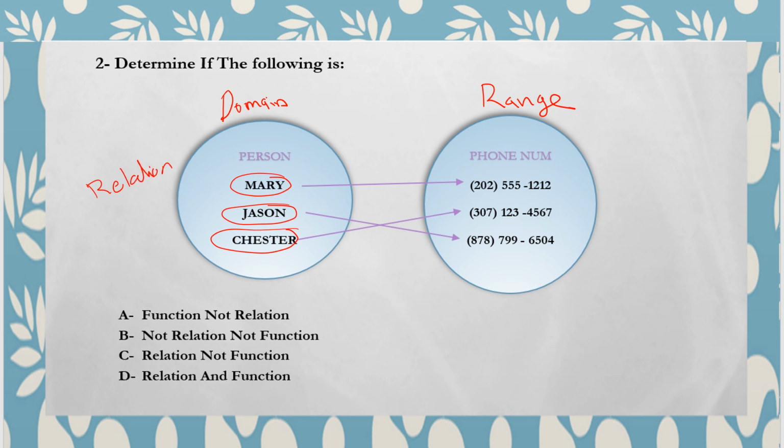For the function, if each element in the domain of this relation corresponds to exactly one element in the range, we can say that this is a function. And here in this relation, each element in the domain corresponds only to one element in the range, so this is also a function. So the right answer is D, and this is a relation and a function.